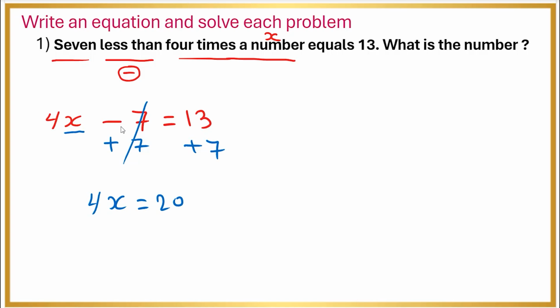Now 4 is multiplied with x. To cancel multiply, we do divide. Then x equals 5. Then the missing number here is 5.